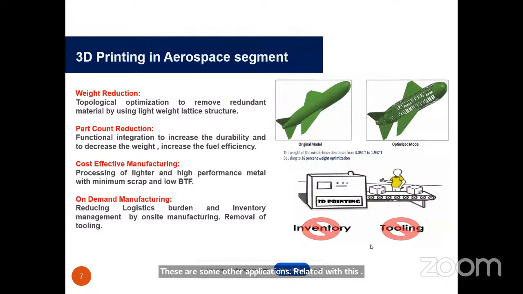Next application is in aerospace. Mainly, why we use this 3D printing technology in aerospace is weight reduction. You can see the right side diagram. The original aircraft model weighs 3.05 tons. After topological optimization, that means we can remove the redundant, unwanted material using the lattice structure concept, so that we reduce the weight of the flight. So we can reduce 40 or 50% of the weight. The second important use of 3D printing in aerospace is part count reduction.